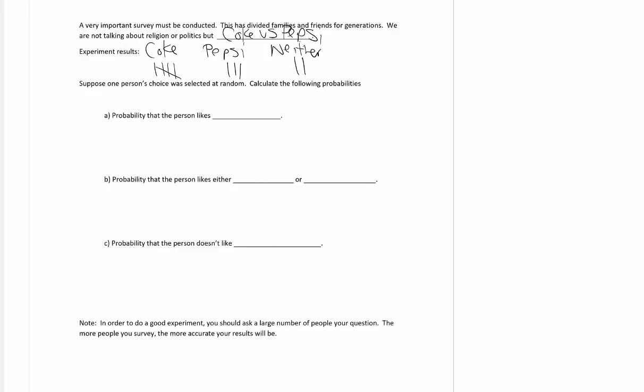So suppose one person's choice was selected at random. Calculate the following probabilities. What's the probability that the person likes Coke? The probability a person likes Coke equals, well, how many people like Coke? That's 5. How many total people were surveyed? Well, add up the total number: 5 plus 3 plus 2, that's 10. So it's 5 over 10. Divide the top and the bottom by 5, and that's 1/2. So the probability that we're going to randomly select a person that likes Coke is 1/2.